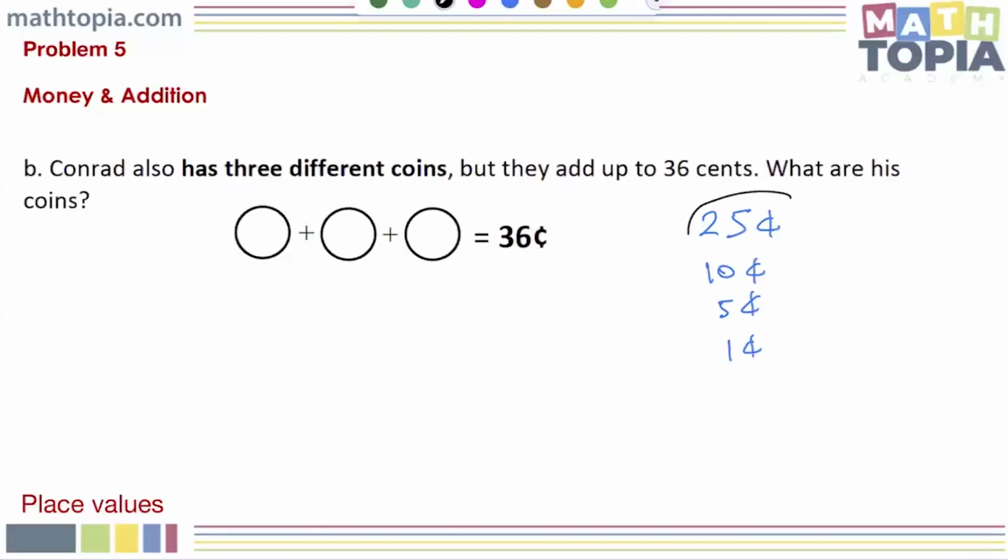25 cents. Okay, it's a good start, Esma. You have 25 cents so far. Good. And then 10 more cents. Now you have 35 cents. And 1 cent.